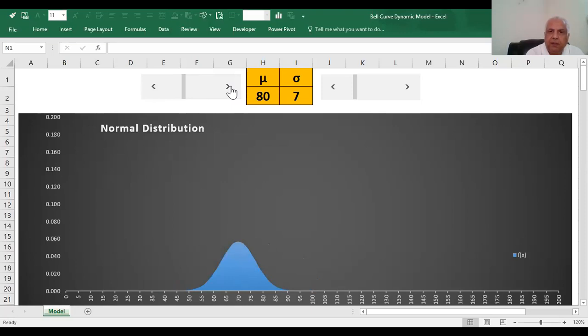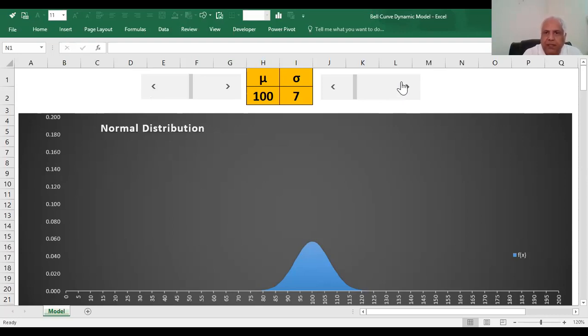So the process is shifting, and we could take it to the other side also. Back to 70, back to 80, back to 90, back to the original mean. What you just saw on the screen was the bell curve shifting, or the mean of the process shifting. What if we tamper with the standard deviation? If we increase the standard deviation, that means the data is dispersing. You would expect the graph to collapse.